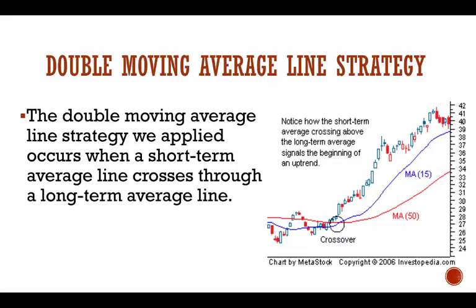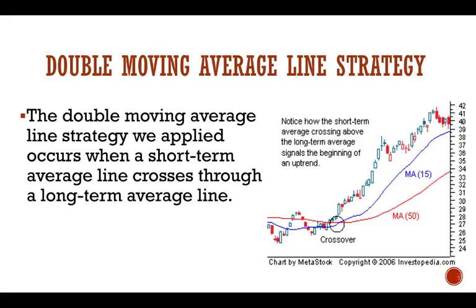Among all kinds of different moving average strategies, our team's choice and favorite one is the double moving average line strategy. The double moving average line strategy we applied occurs when a short-term average line crosses through a long-term average line. This signal is used by us to identify that momentum is shifting in one direction and that a strong move is likely approaching.